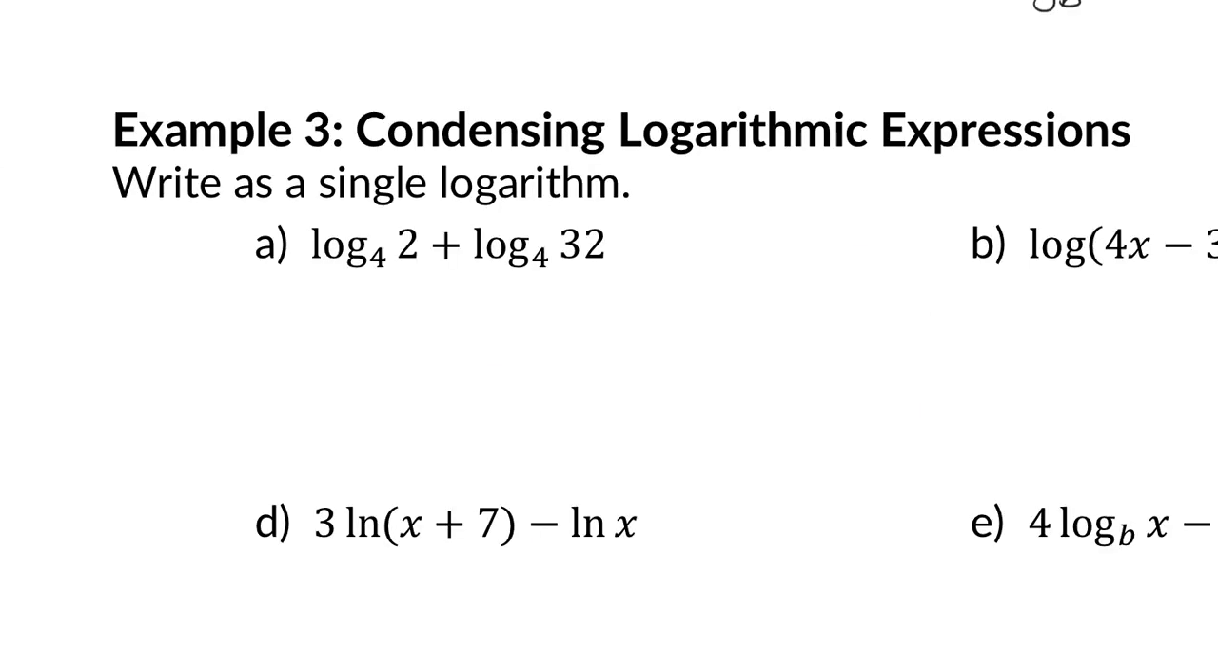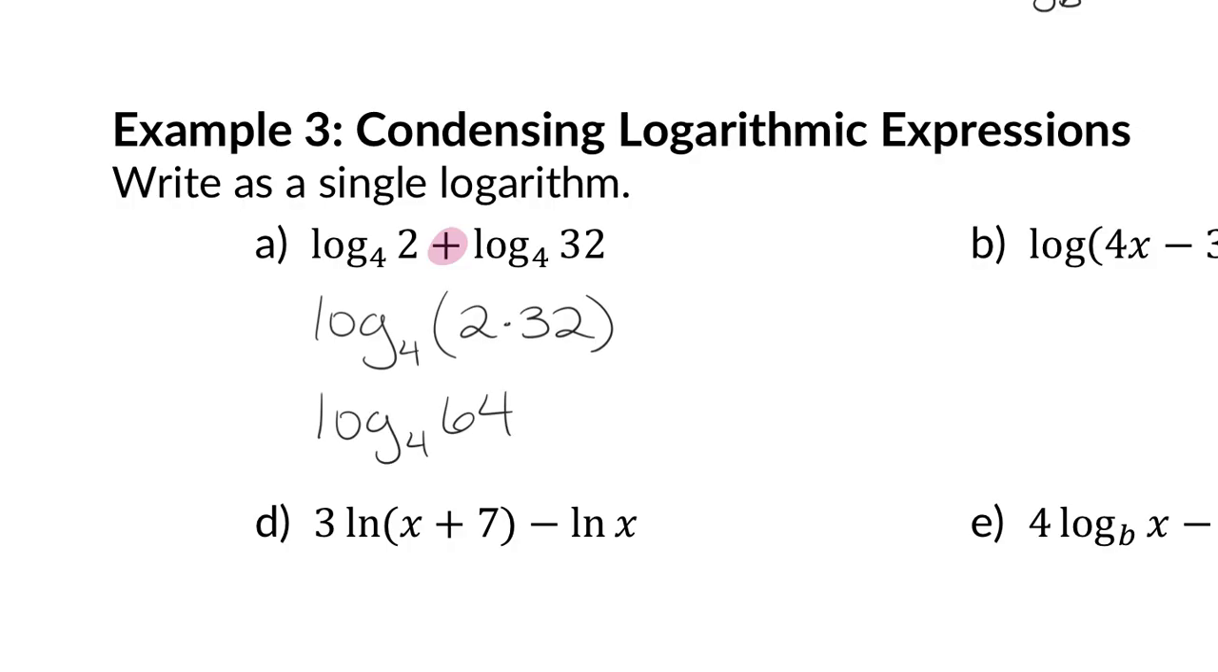We're now going to use the rules backwards. If I see that I have two logarithms that are added together, what can I do with those arguments? Multiply them. So this becomes log base 4 of 2 times 32. If we can multiply something pretty simply, we're going to do it. So what is 2 times 32? 64. So this is log base 4 of 64.